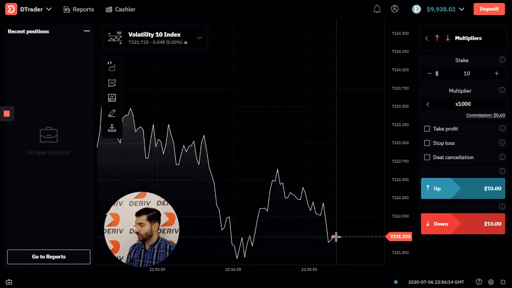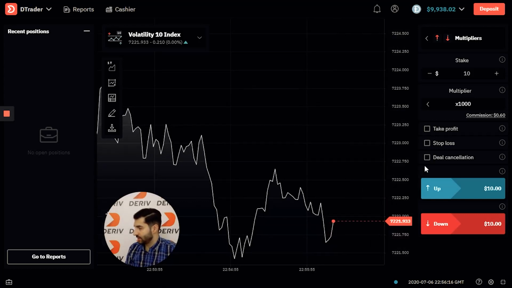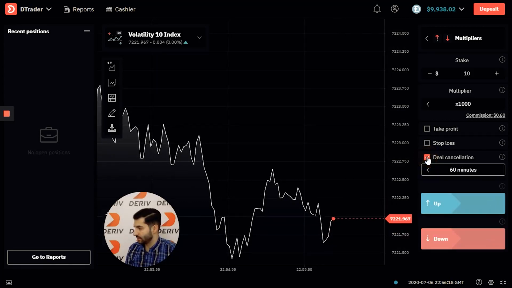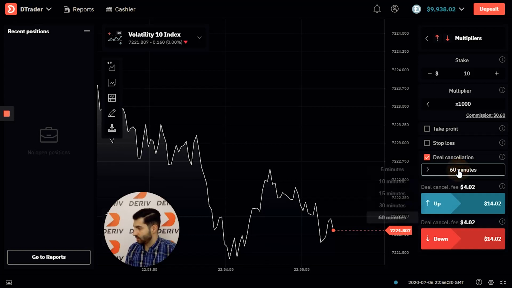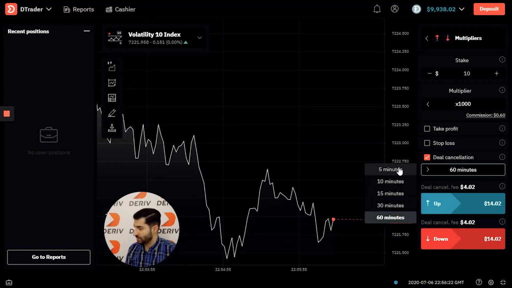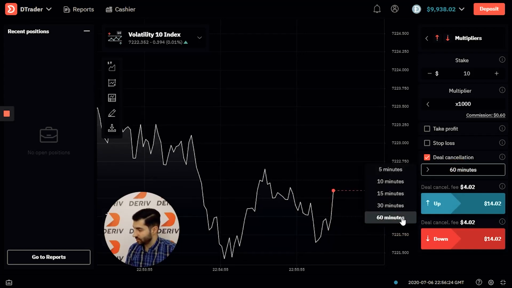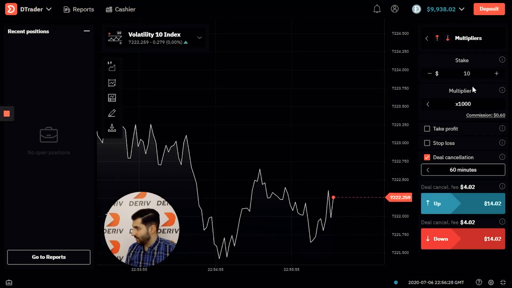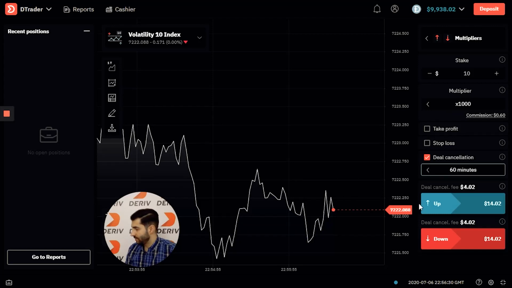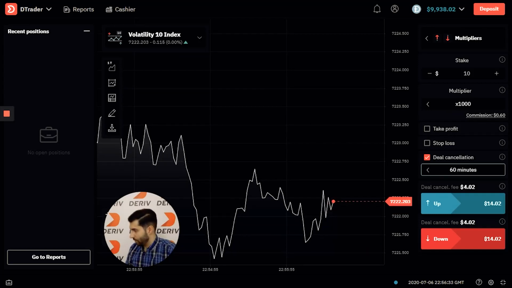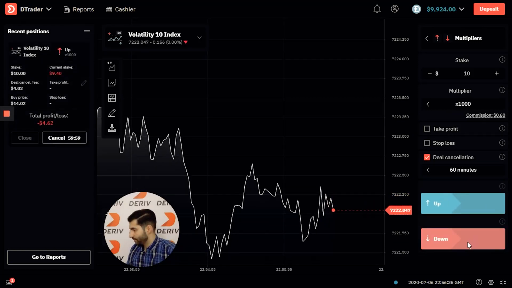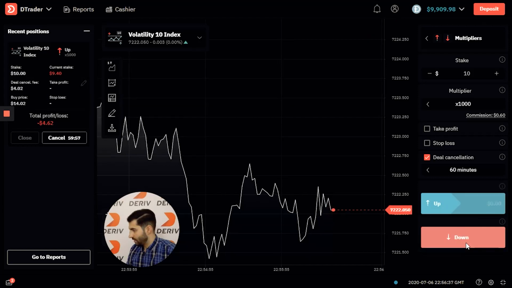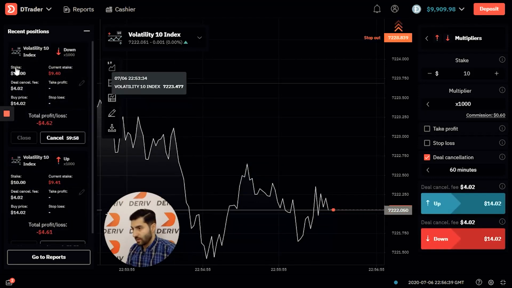Right, so in order to make use of the deal cancellation feature, you have to select this checkbox there. This is where you can look at the different durations ranging from 5 minutes to 60 minutes. We'll just select the default 60 minutes. We'll leave our stake at $10 and our multiplier at 1,000. And we'll just purchase two opposite contracts, one up contract and one down contract. There they are over here.